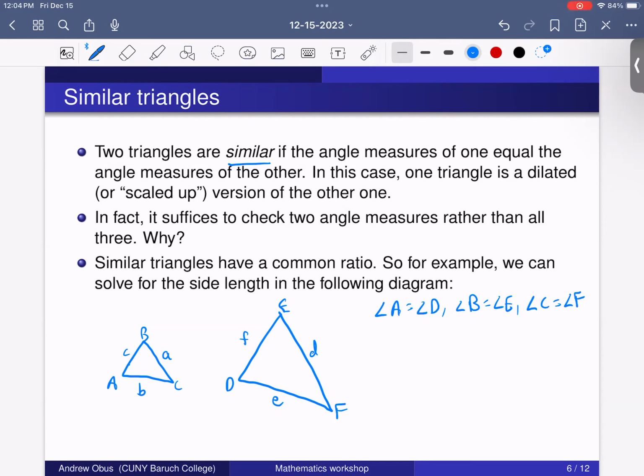So now, in fact, if I know already just that 2 of the angles are the same. So if I know angle A equals angle D and angle B equals angle E, then why do I automatically get that angle C equals angle F?